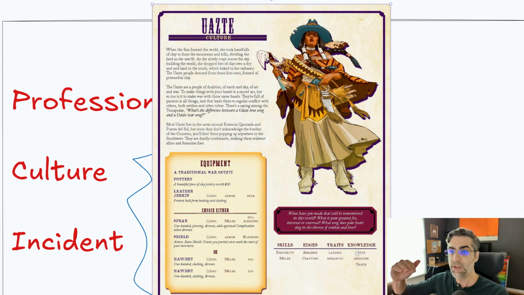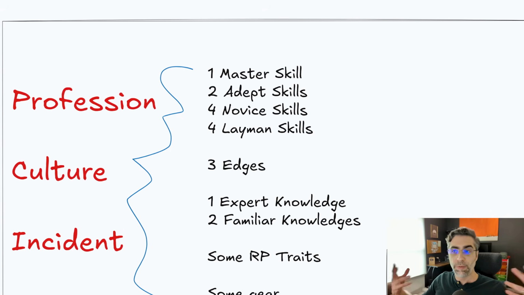It's all contained on a single page and with some flashy art. And there's 50 of these to mix and match between. For example, if my profession was lawman, that gives me access to the bravado and range skill. If my culture was the Wazte tribe, that might give me access to dexterity and melee, and my incident could give me access to guile or acuity.